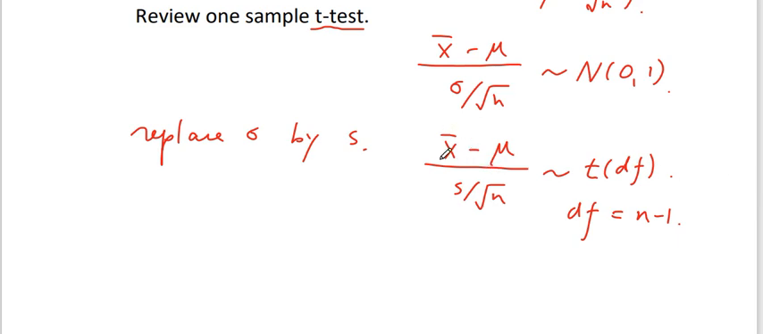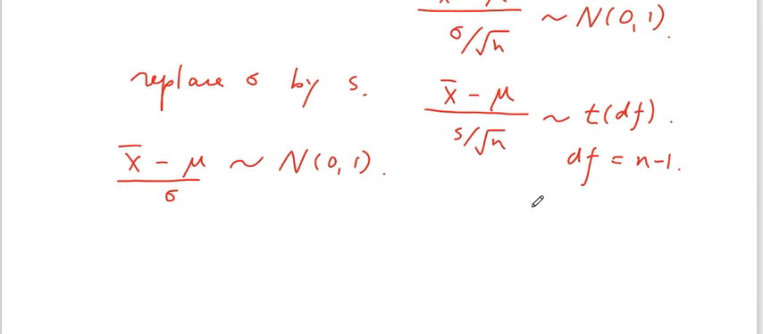So x bar follows normal, so x bar minus mu follows normal. For a normal, we can always change it to a standard normal by dividing by sigma. So the numerator follows a normal. How about the denominator? Sigma is a constant, but the question is what is the distribution of this?